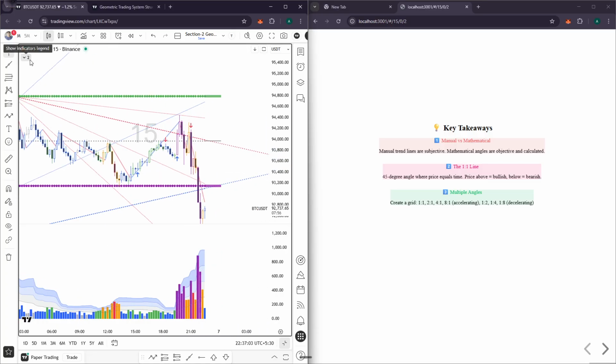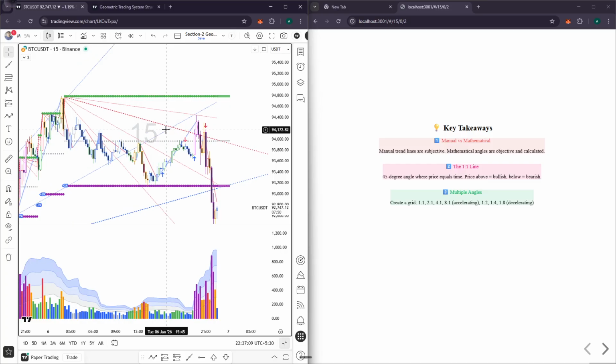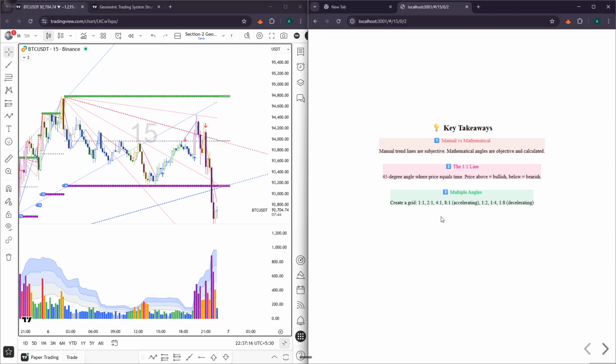So they are working interrelated. They are coexisting at the same time, giving us supply and demand lines automatically.